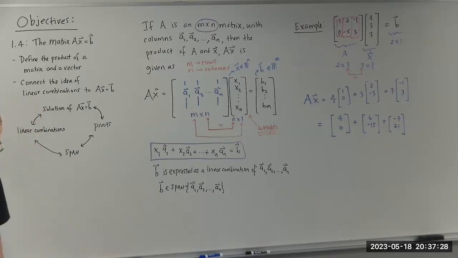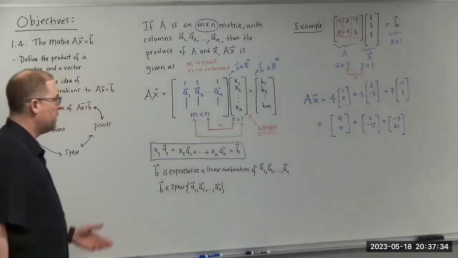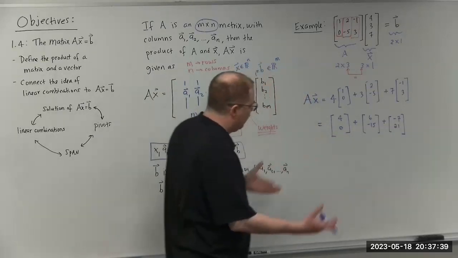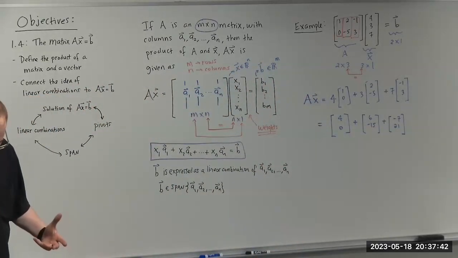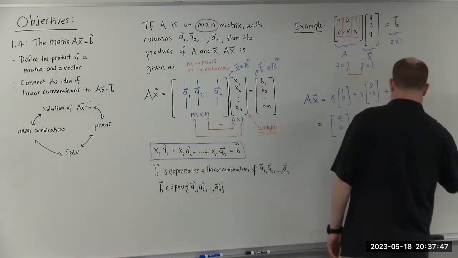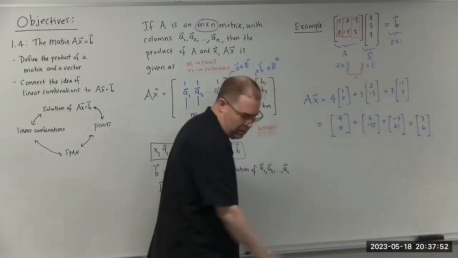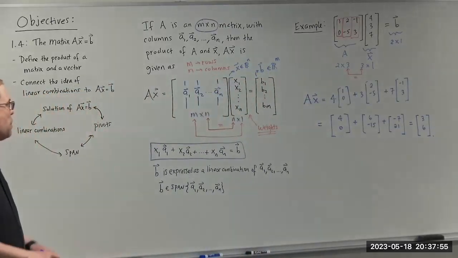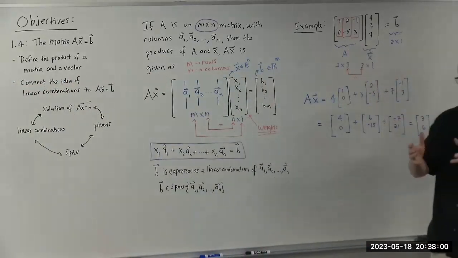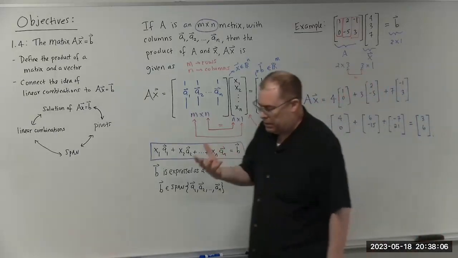So we're going to get 4 plus 6 plus 7. That's going to give us 10 minus 7, which is 3. And then we have 0 minus 15, which is -15, plus 21. That will give us 6. And that is our solution. That is how you take a matrix and multiply it by a vector. That is the formal way to do it.